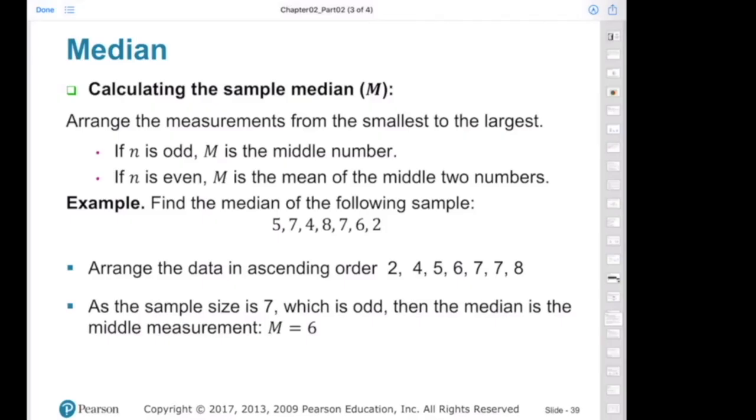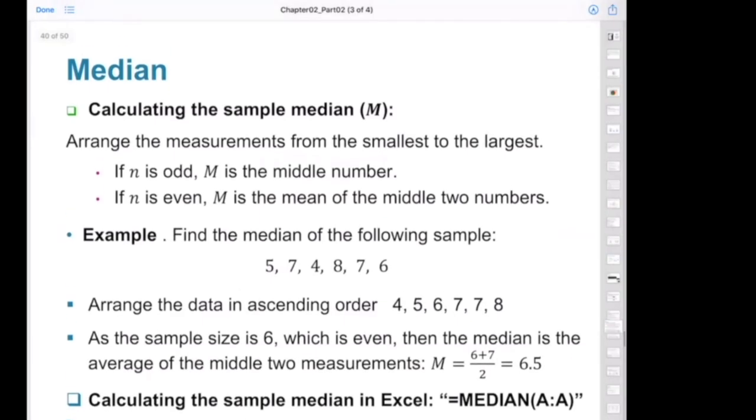So because of that, we call it the median. Okay, because it divides the data into 2 halves, 50% of the data before it, 50% of the data after it. What about the second case?